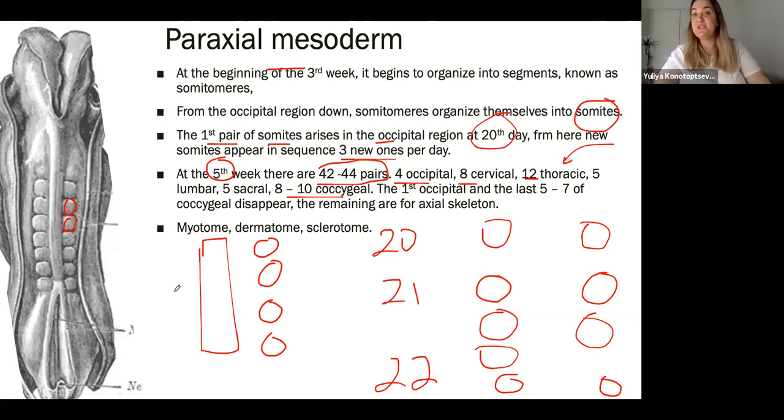If I see 13 pairs of somites, it's 24 days old. If I see only 1 pair of somites, it's 20 days old, right? So I can definitely know the age of the embryo by simply counting somites.